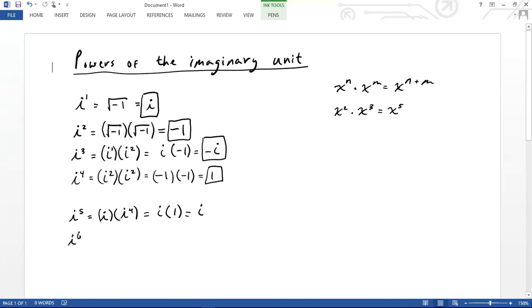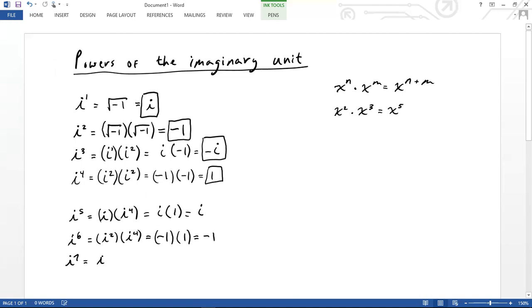i to the sixth is the same as i squared times i to the fourth, because 4 plus 2 is 6. But we said i squared is -1. And we said i to the fourth is +1. And that's just -1. All right, let's just finish the pattern here.